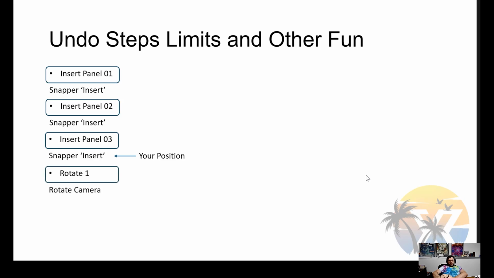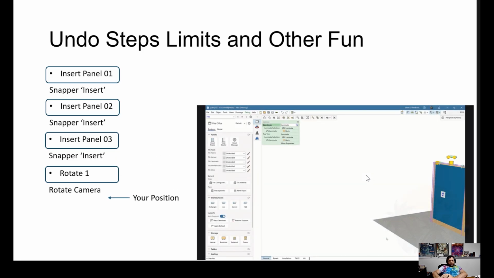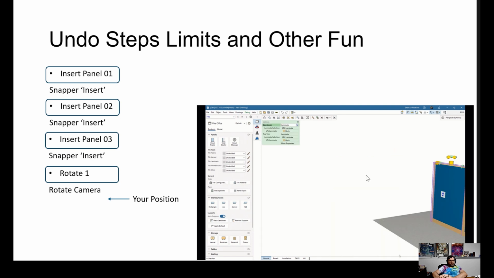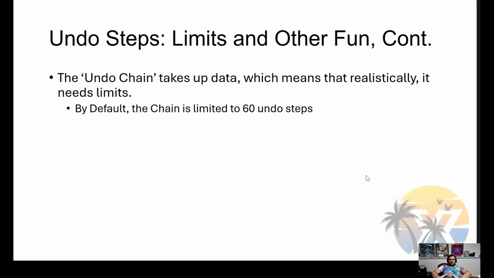And now we rotated the camera. And our position changes to be there. And now if I undo, you'll see that I only ever have 3 panels. And if I redo, I only ever have 3 panels too. So that's the fun of undo steps.